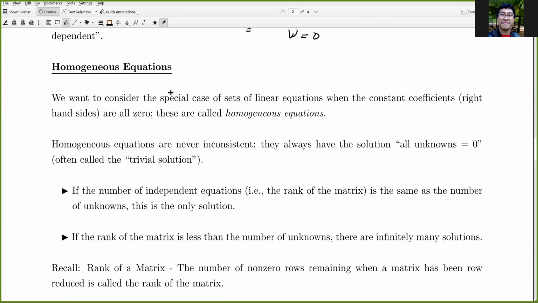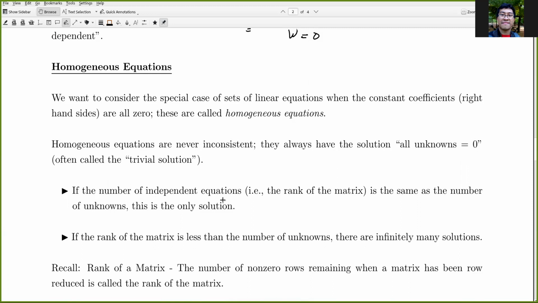Now let us consider the special case of a set of linear equations when the constant coefficients, what I mean by this are those terms on the right hand side, are all 0. These are called homogeneous equations. Homogeneous equations are never inconsistent. They always have the solution where all unknowns equal 0. In this case, it's called the trivial solution.